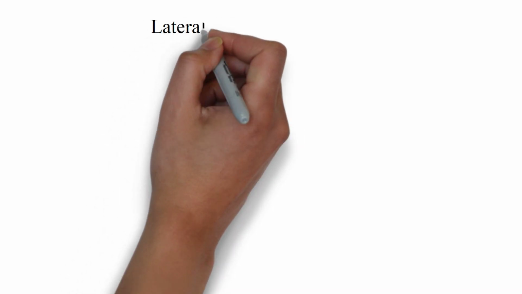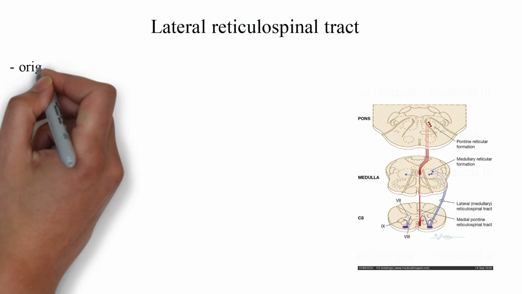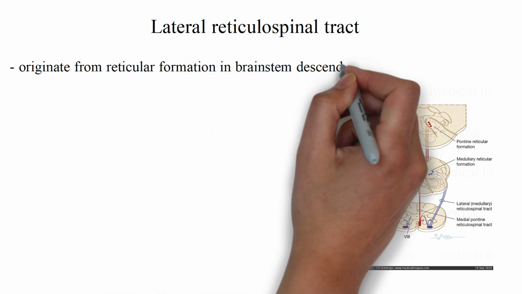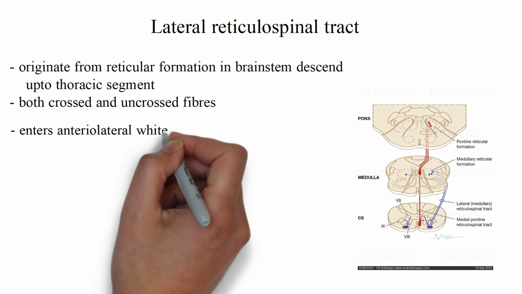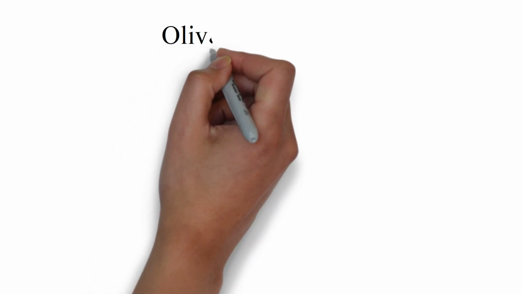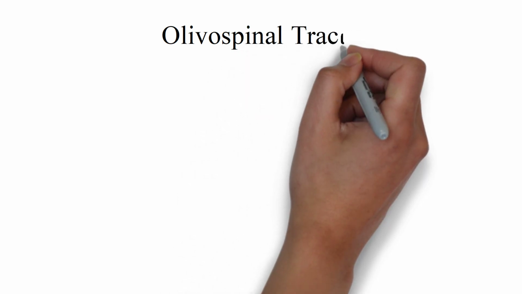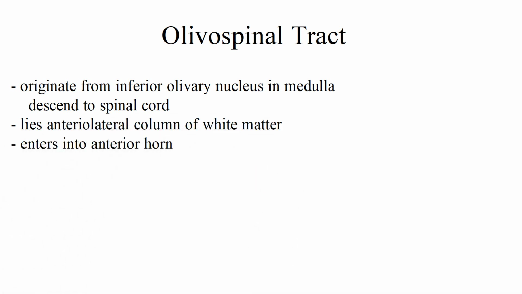Then we have the third tract, which is the lateral reticulospinal tract. It originates from the reticular formation in the brainstem and it descends up to the thoracic segment. This tract contains both crossed and uncrossed fibers. It enters into the anterior lateral white column and eventually it enters into the anterior horn. Then our next tract is the olivospinal tract. It originates from the inferior olivary nucleus in the medulla and it descends into the spinal cord. It first enters into the anterior lateral column of white matter and then it enters into the anterior horn.